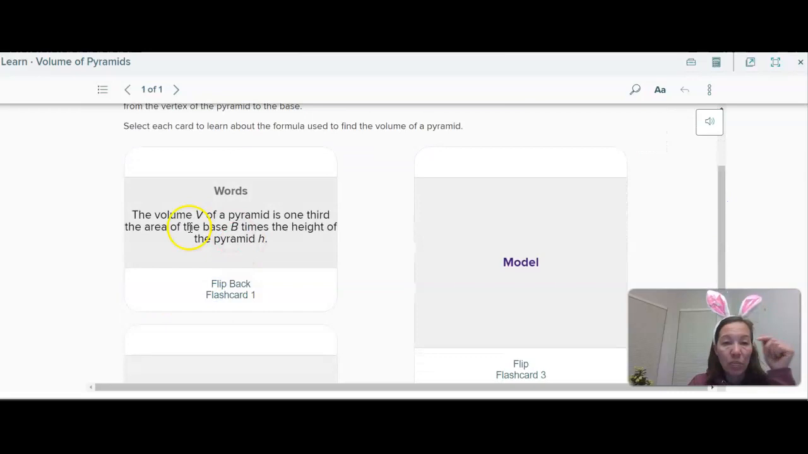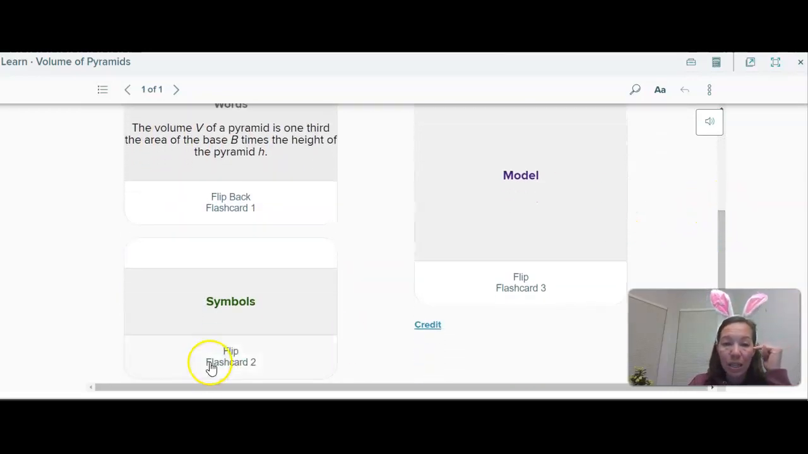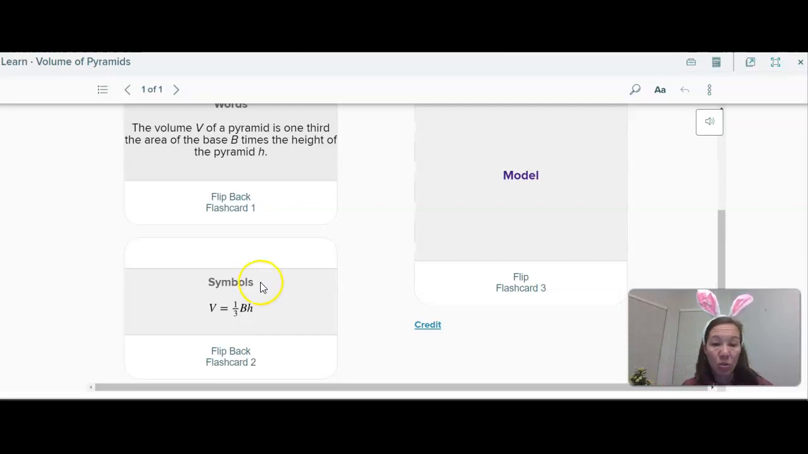So in words, the volume of the pyramid is 1/3 the area of the base times the height. So it's the same formula, except it's not as much volume. Think about it. If I had a rectangular prism with a base and a height, and then I made that into a pyramid, it's basically shaving off 2 of the sides of that prism, so you're taking 2/3 of that away, and there's only 1/3 of it left.